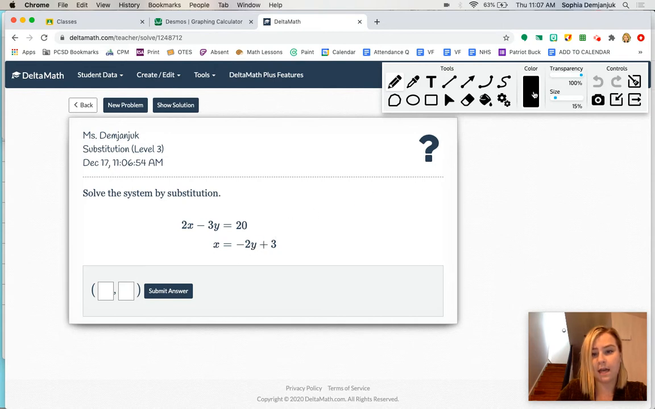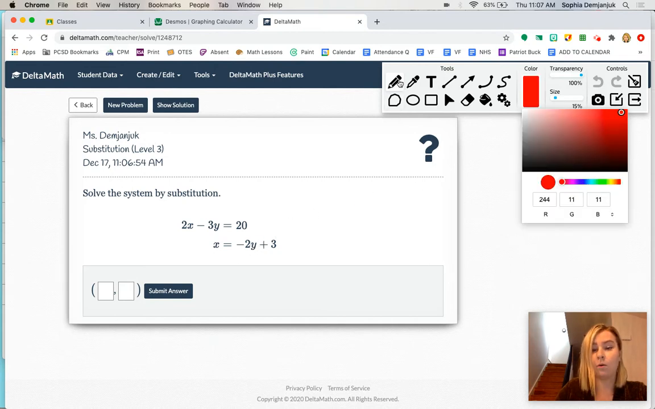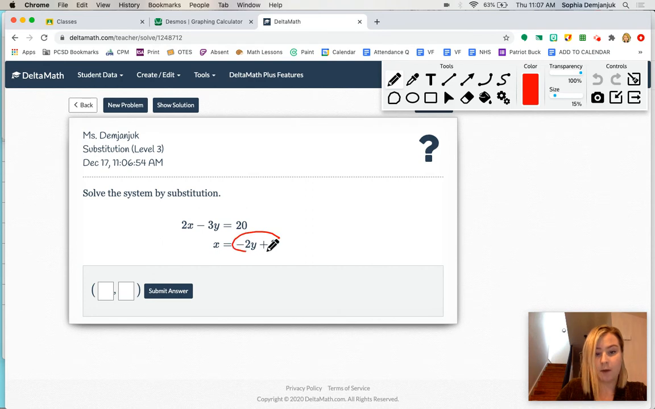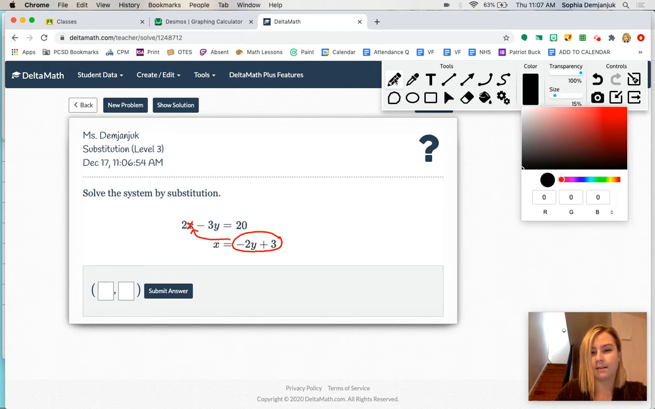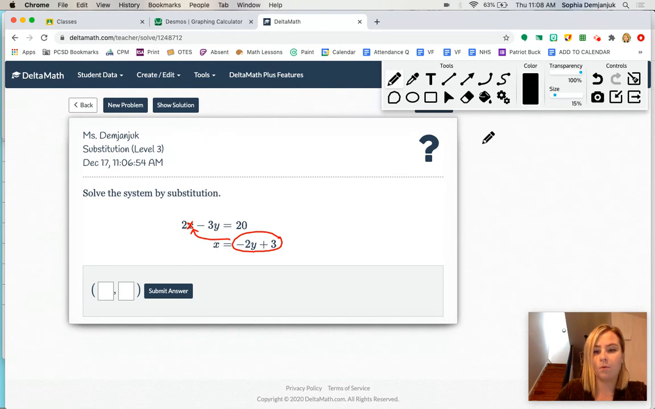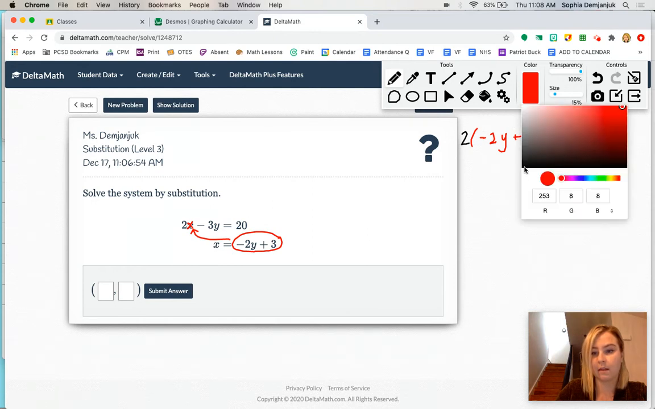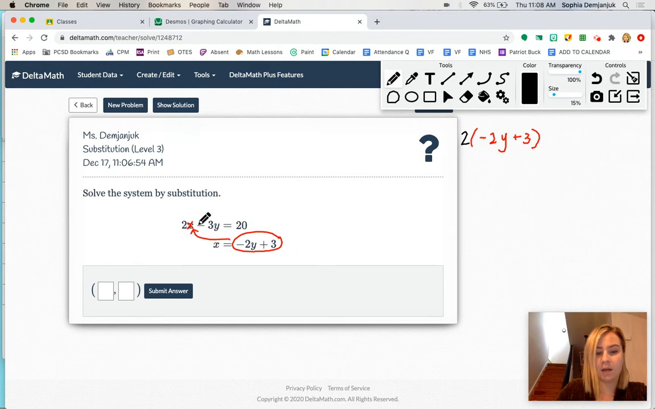So we are going to take the expression that is equal to x, that negative 2y plus 3, and we're going to plug it into the other equation where we see that x is located. We're going to write it, remembering to put it in parentheses, into the other equation. So we have 2. Instead of the x, we're substituting in our negative 2y plus 3. After that x in the equation is minus 3y equals 20.